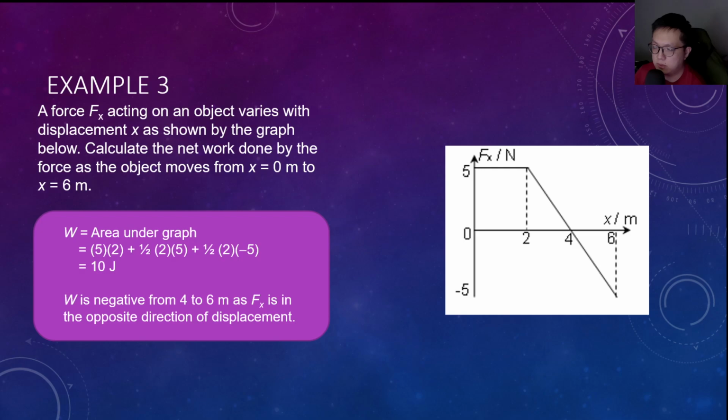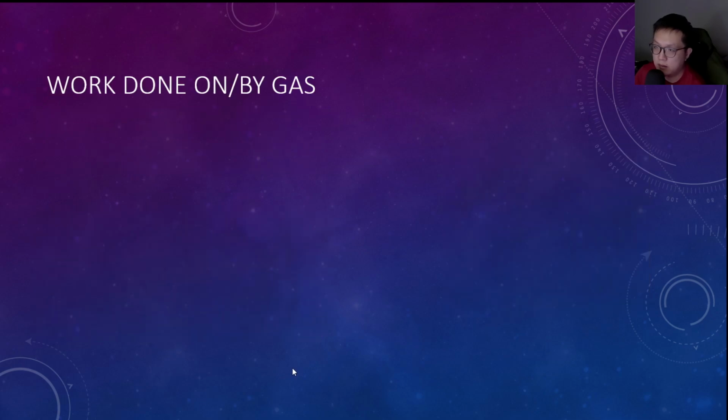Okay. So again, because like I said just now, work done is negative from 4 to 6 meters as my force is in the opposite direction. Remember, at the start the displacement was positive and the force is in the same direction as your displacement, and then this 5 is also positive. But once it crosses here, it will start to become a negative force compared to your displacement. Alright, so it's the opposite direction.